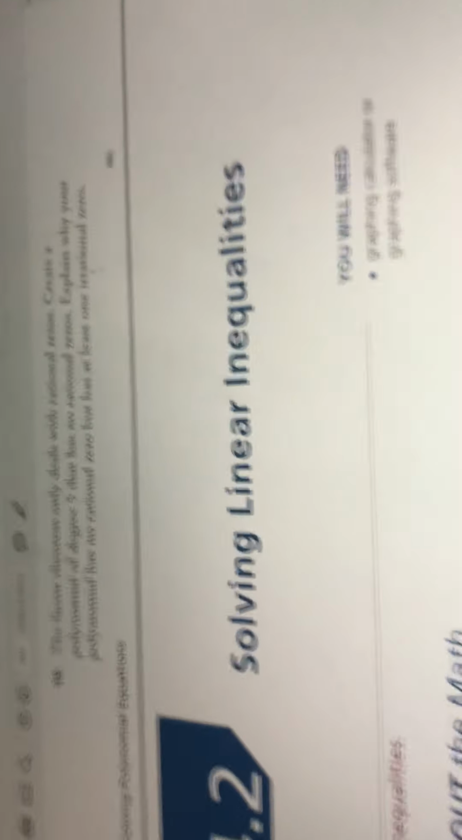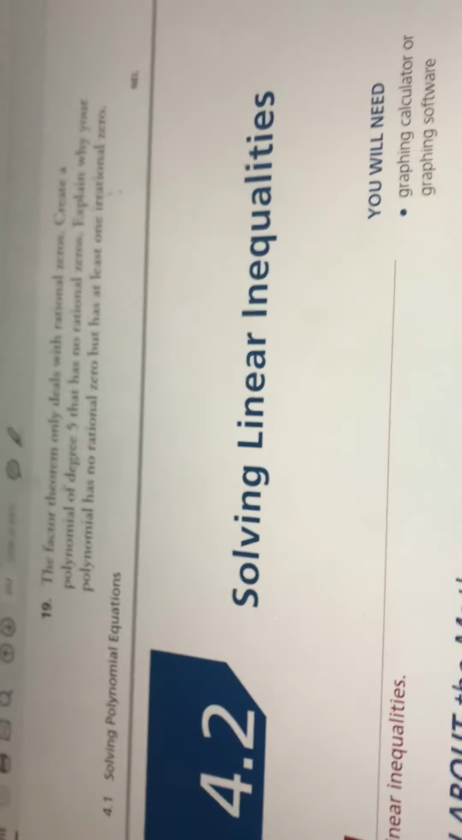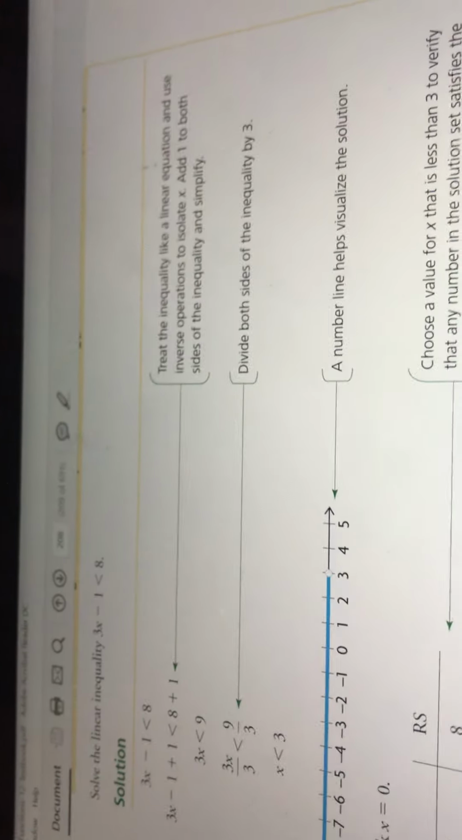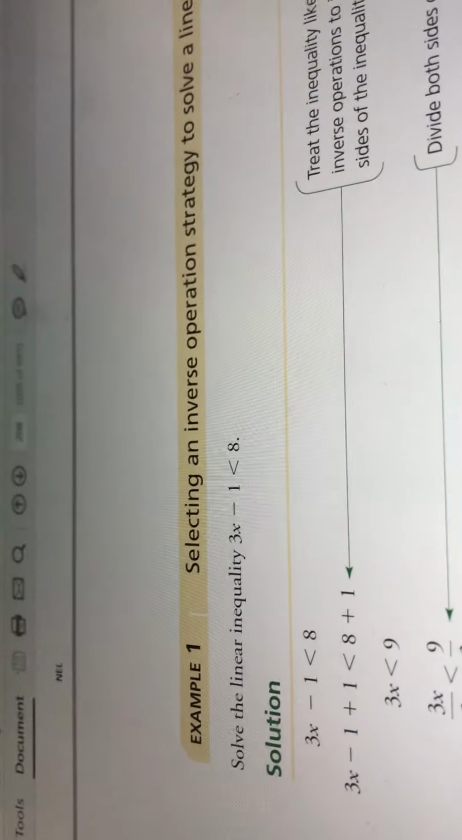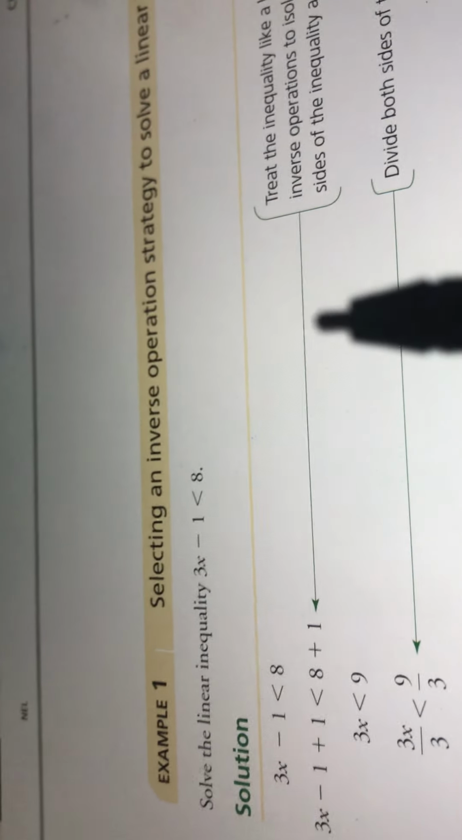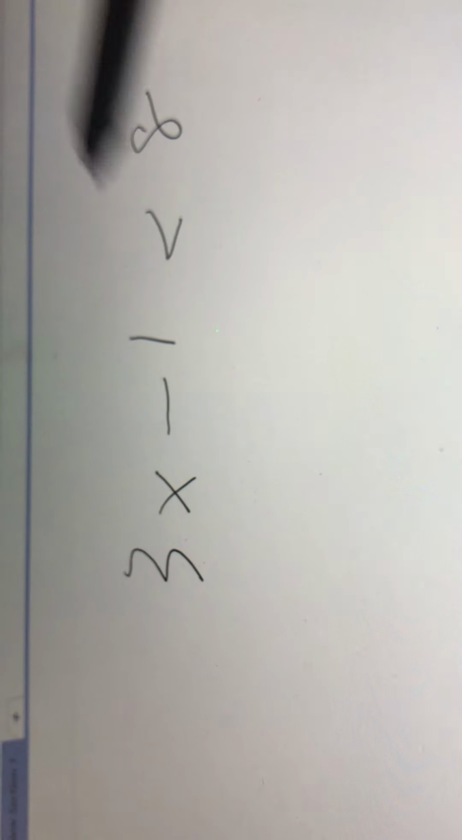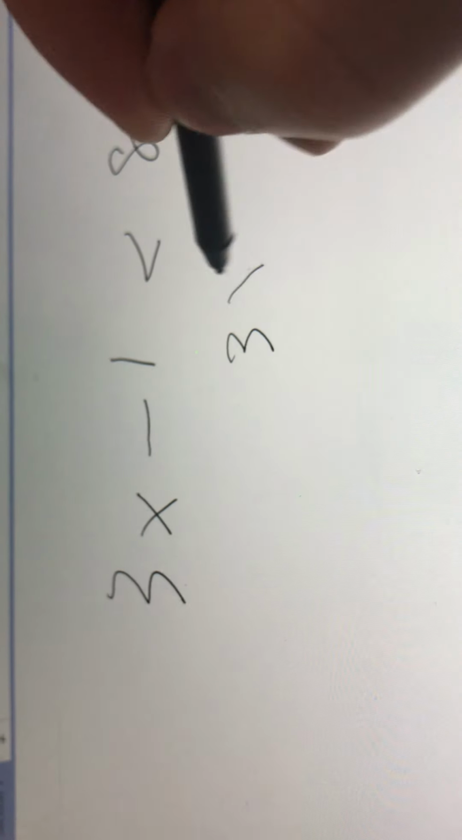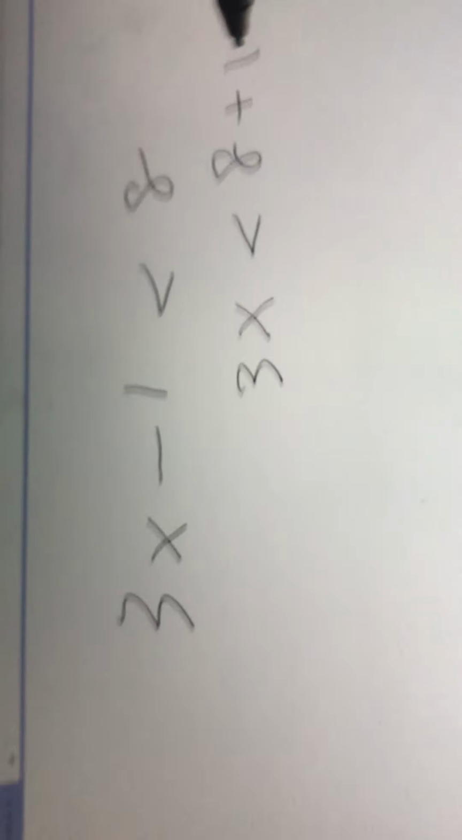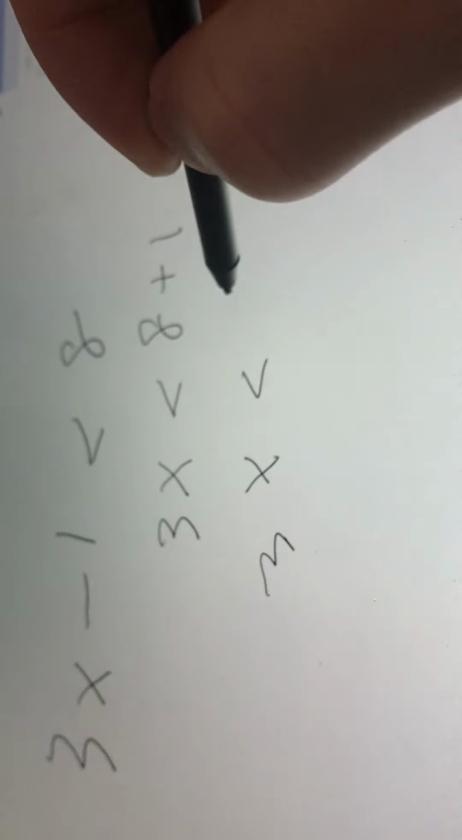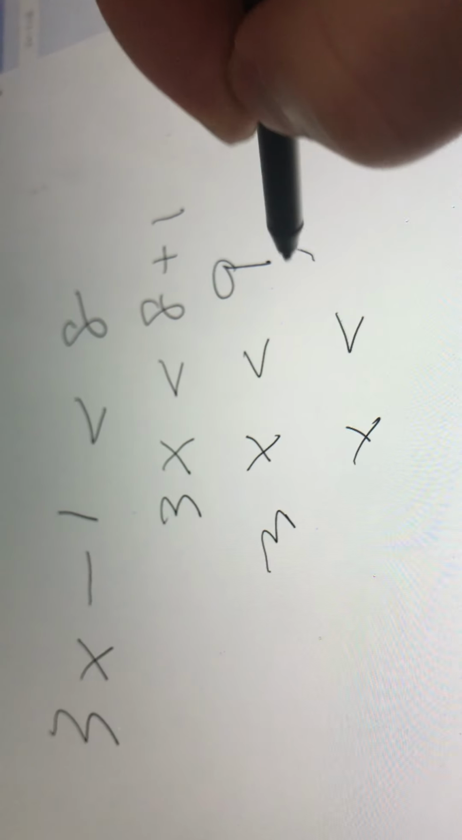Okay, so today we'll talk about linear inequalities. For this chapter, we already learned it in middle school, so we'll go very quickly to see how we're going to solve these questions. For example, the first one, solving the linear inequality 3x minus 1 smaller than 8. So we will move the 1 to the right, which is 3x smaller than 8 plus 1, 3x smaller than 9, x smaller than 9 over 3.